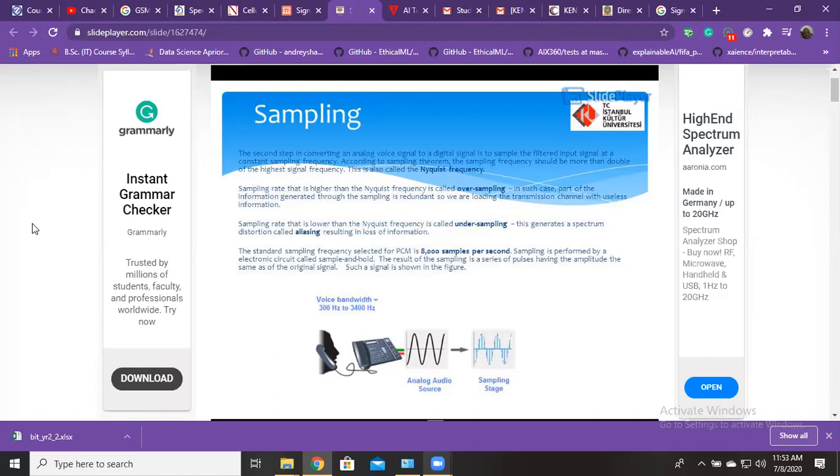Sampling is performed by an electronic circuit called sample and hold. The result of the sampling is a series of pulses having the same amplitude as the original signal. Such a signal is shown in the figure.